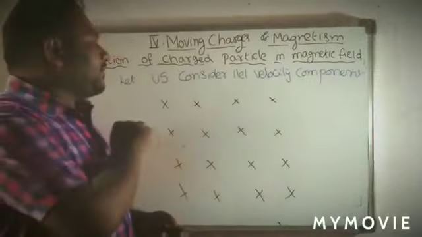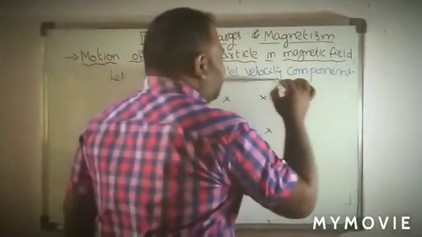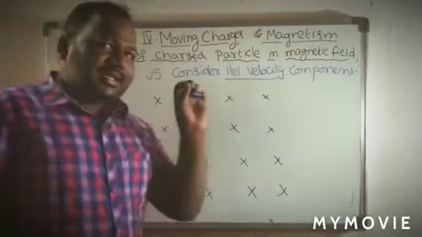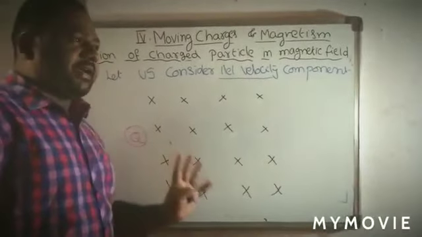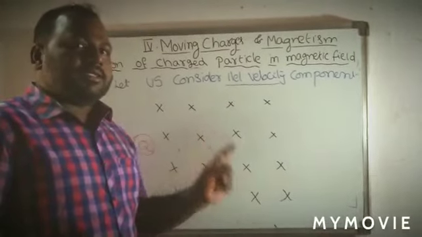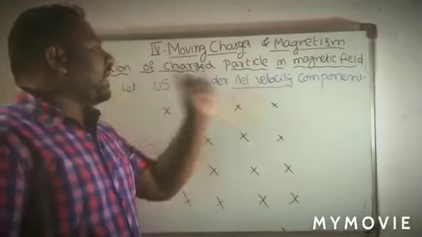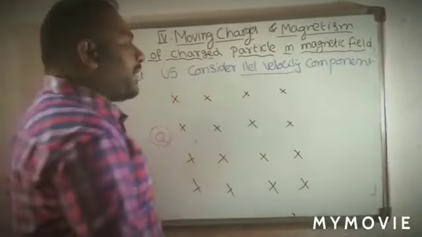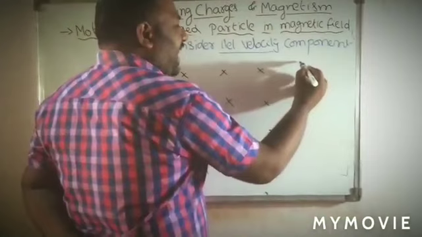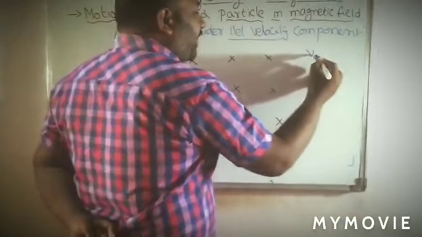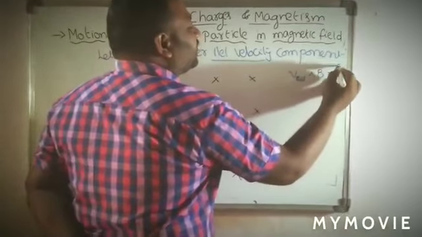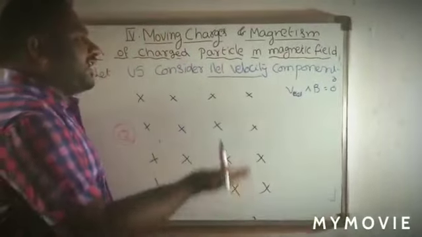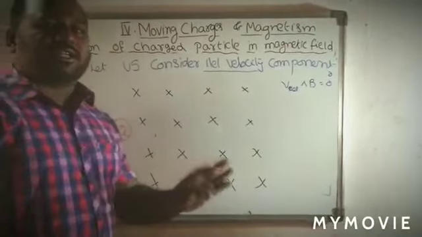Now see the second component, that is the parallel velocity component. Due to the perpendicular velocity component, what is the motion of the charged particle in the magnetic field? It is circular motion. Now we take the parallel velocity component. Parallel velocity component means the angle between the parallel velocity and the magnetic field is equal to 0 degrees. So the field direction and the velocity component direction are both the same.